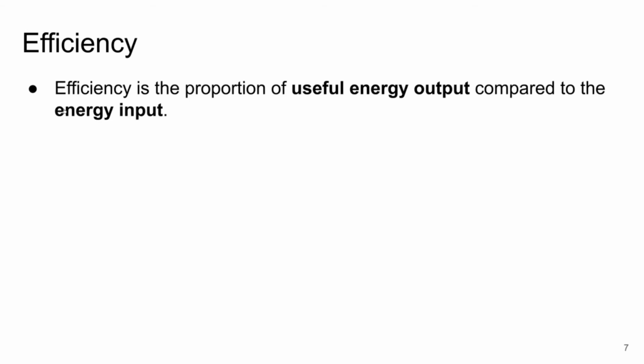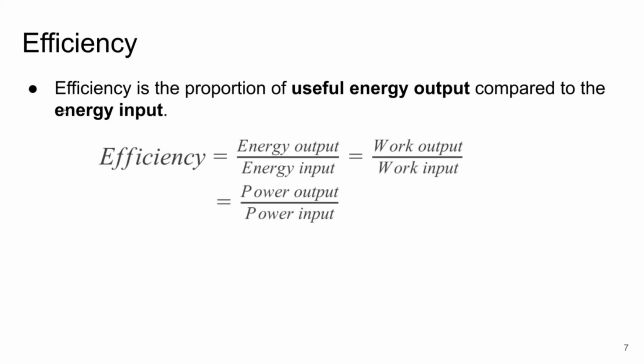Efficiency is the proportion of useful energy output compared to the energy we input. Therefore, the formula for efficiency is energy output divided by energy input, which is the same as work output divided by work input. Now, if the energy output and energy input are measured over the same time frame, then it's equivalent to the power output divided by the power input.